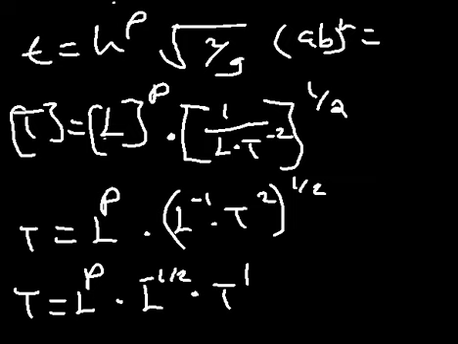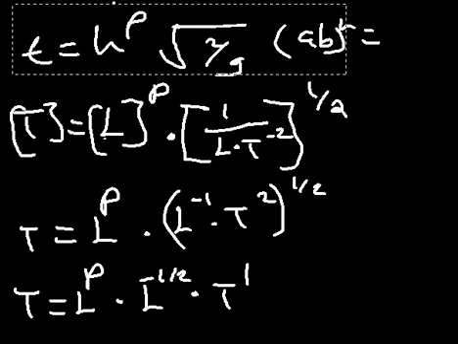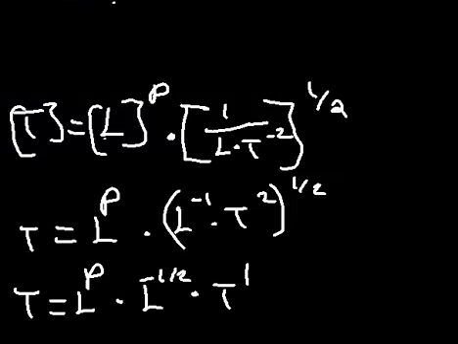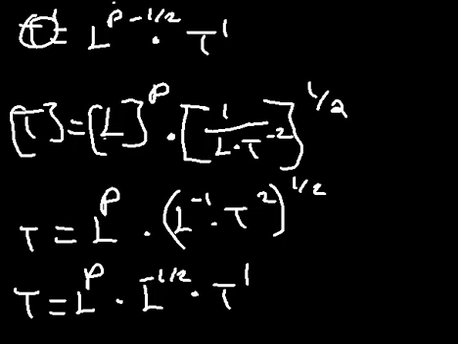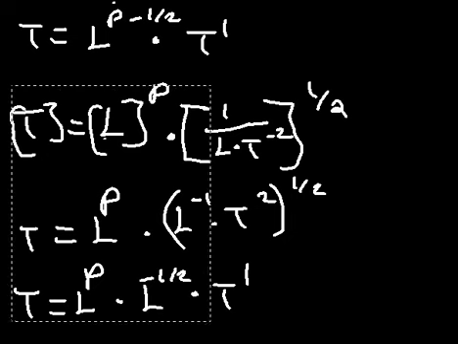So now we'll have t equal to L to the power p minus half, because the bases are the same here, we just have to add the powers, times t to the power 1. So keep that in mind. As you can see, we have t to the power 1 on this side and t to the power 1 on the other. What is lacking now is something to do with the L. How should we be able to have that one out?